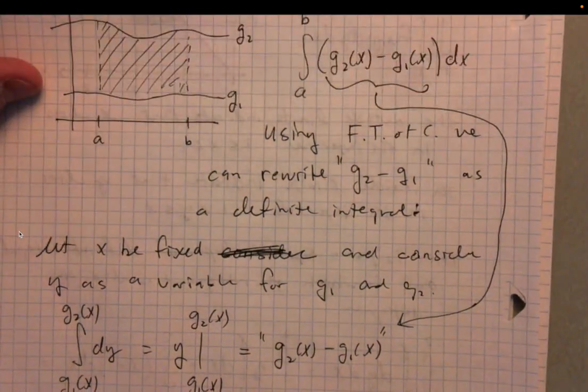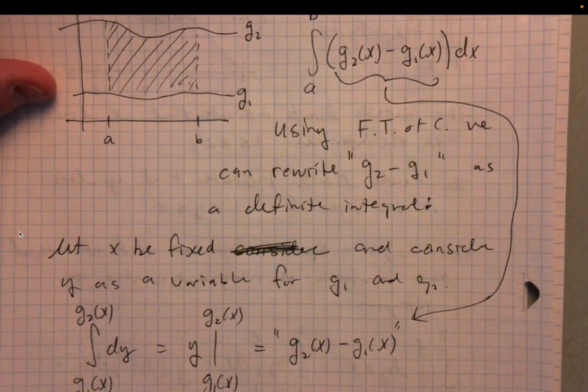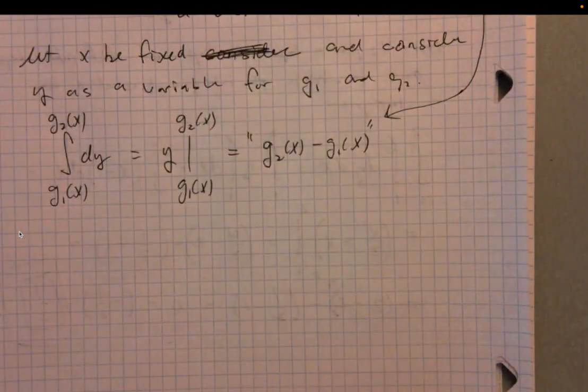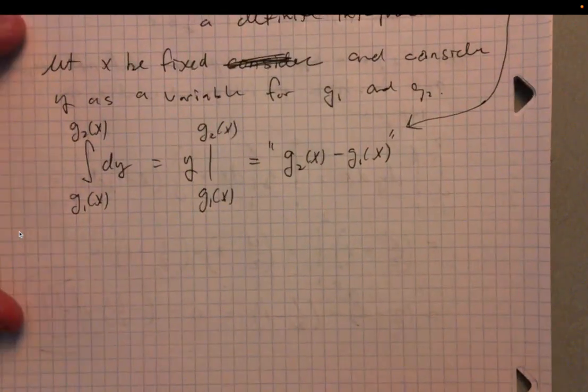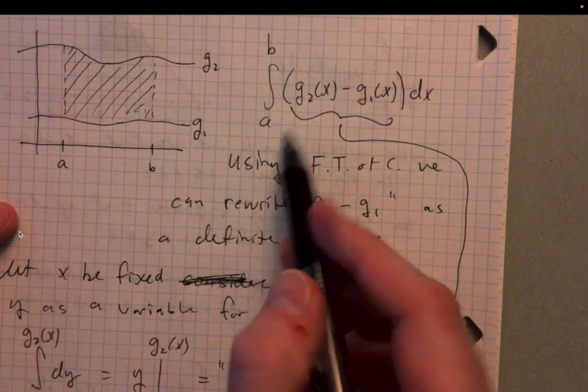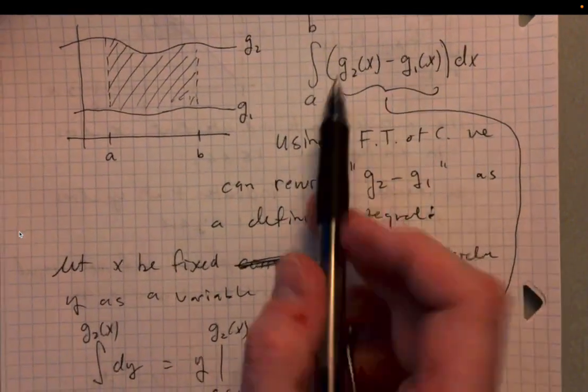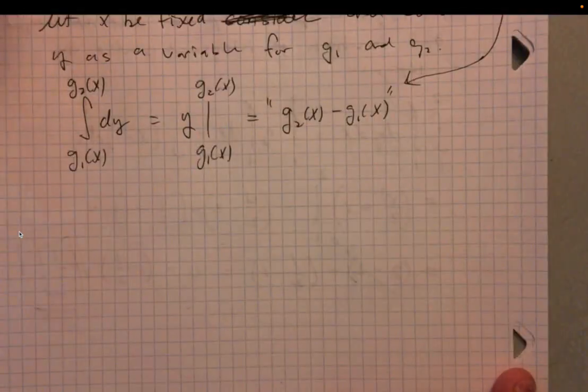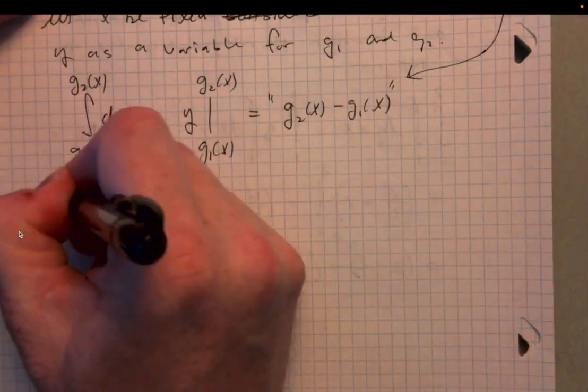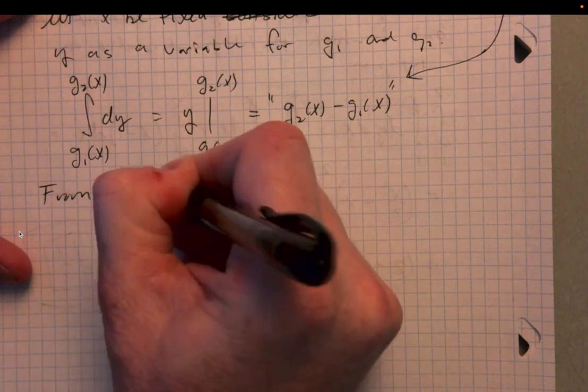Okay, that's the thing we're interested in rewriting as a definite integral. And so then what do we do? Well, it basically follows immediately from this that you could rewrite this expression using an iterated integral rather than using the difference of the two functions.